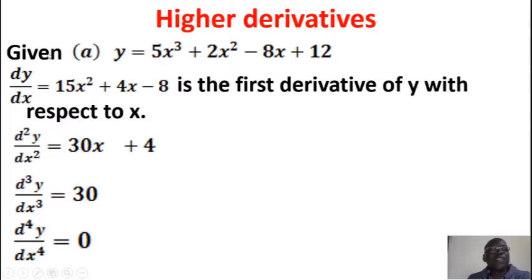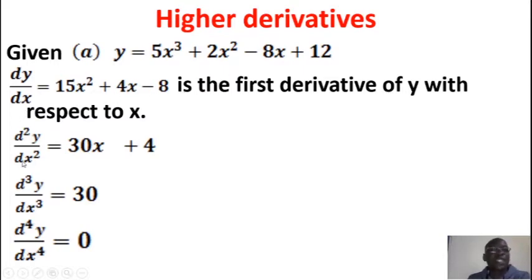Given y equal to 5x raised to power 3 plus 2x squared minus 8x plus 12, the first derivative of y with respect to x, remember differentiating from the first principle: multiply the coefficient by the power, subtract 1 from the power, so that 3 multiplying 5 is 15. We do the same thing here, and we get that the first derivative of this particular function is 15x squared plus 4x minus 8, which is the first derivative of y with respect to x.